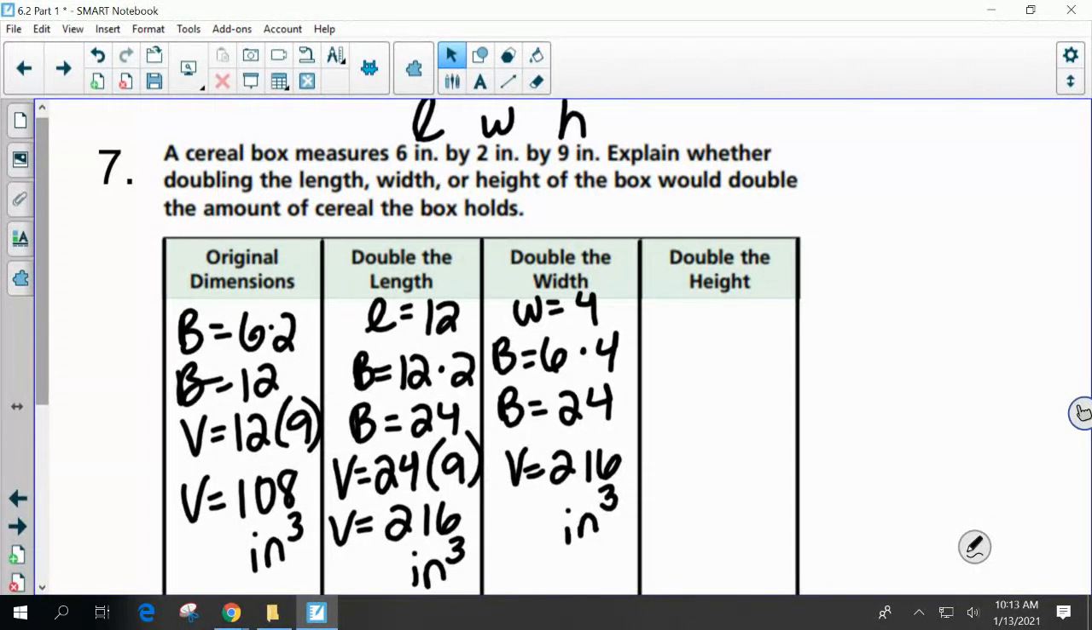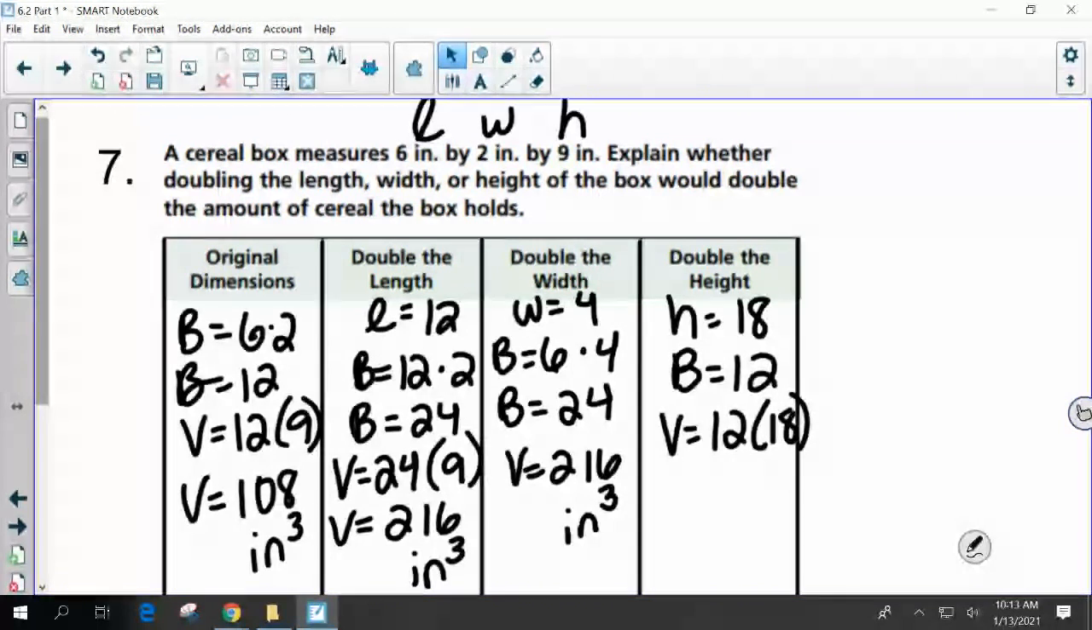Okay, so now we need to double the height. So our new height is going to be 18. We didn't change the length or the width, so we can go back to the original area of the base. So capital B would equal 12. So my volume would be 12 times 18, which is 216 again. So our volume doubled. Does it matter which dimension we double? No. All the volumes are the same.